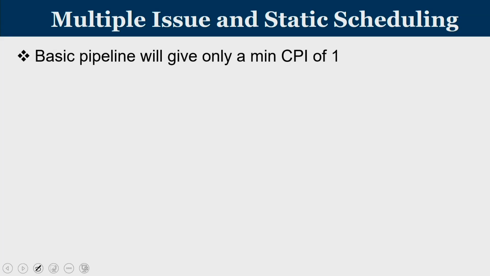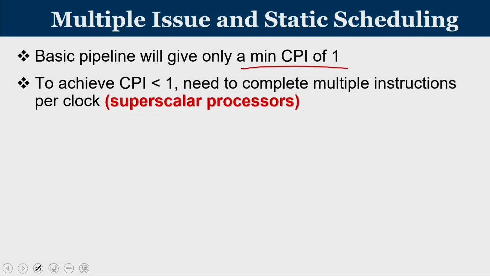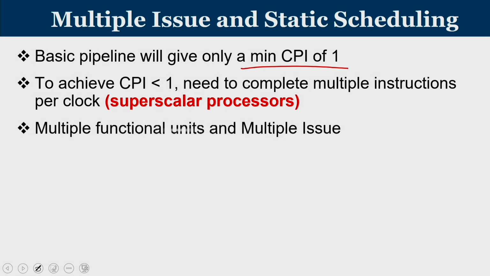Your basic pipeline will give only a minimum CPI of 1. To achieve CPI less than 1, we need to complete multiple instructions per clock cycle, and that is what is known as superscalar. For facilitating superscalar processing, you need to have multiple functional units and an issue unit that is capable of issuing multiple things.